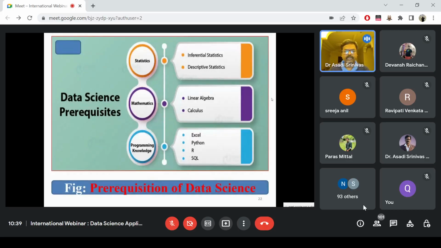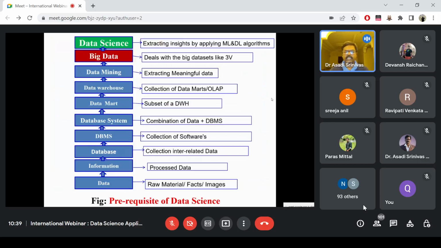Before going to data science, what are the prerequisites of data science? You need to have statistical knowledge like inferential statistics and descriptive statistics, and mathematics. You need knowledge of linear algebra, calculus, and any one programming language like Python, Java, JavaScript, or SQL or Excel. So this is my own chart, the prerequisites of data science.